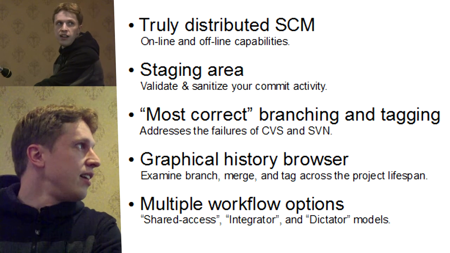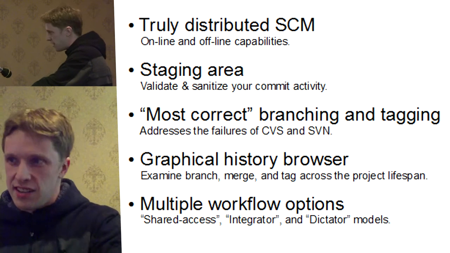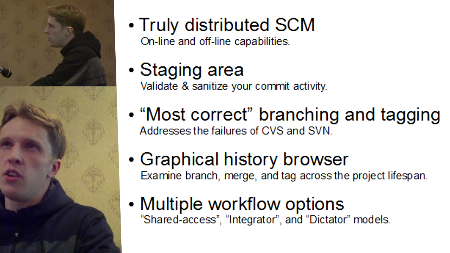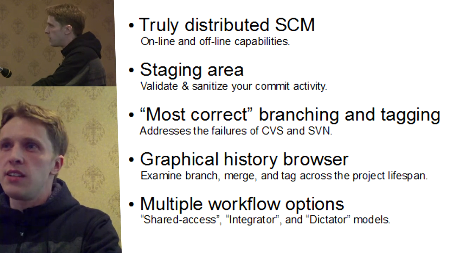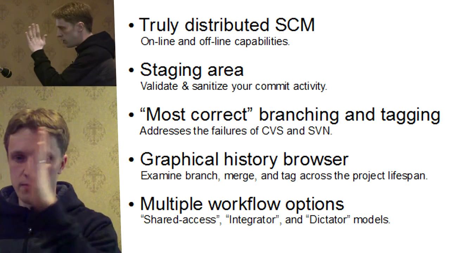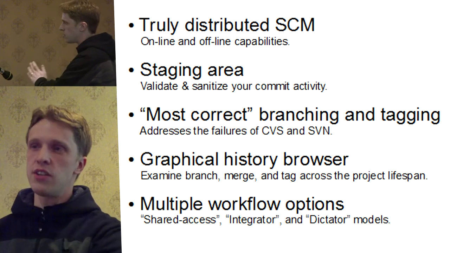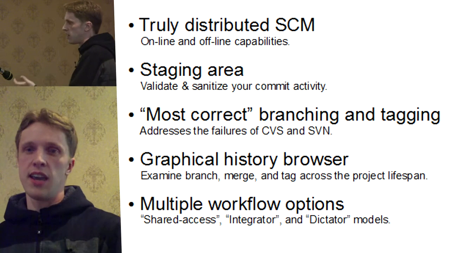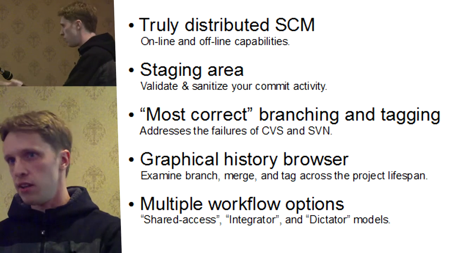Another unique feature of Git is the staging area. The staging area allows you to validate and sanitize what you're looking to commit. For those of you who are familiar with CVS and Subversion, you probably know that once you commit, it's written in stone. The staging area is sort of like a level in between your working copy and your commit, so you can actually validate what's there. Am I happy with this commit? Is the commit accurate according to what I'm trying to represent in my log file, etc.